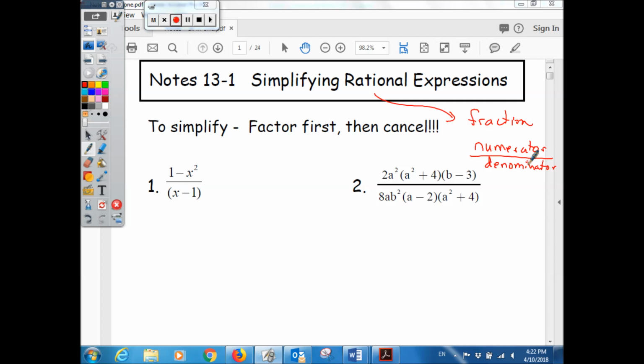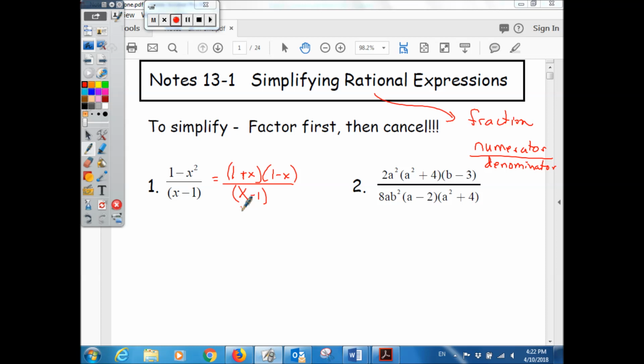In order to simplify these rational expressions, we basically just factor everything that we can, factor the numerator, factor the denominator, and then cancel whatever you can and leave your answer in factored form if there are extra factors. So on number 1, the numerator can be factored into a difference of squares, 1 plus x times 1 minus x. The denominator is x minus 1.